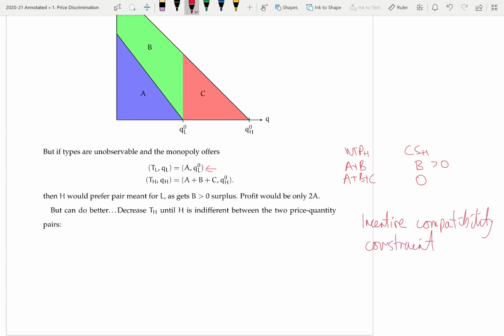We need the consumer surplus from the option we want buyer H to buy to be at least as high as the other options. That is the first price quantity pair. So just to summarize that, the monopolist can improve its profit if it keeps the first pair the same, but lowers the price for the second pair by B to give consumer H a consumer surplus equal to B, the same as from the first option. The profit now will be 2A plus C, which is better than 2A.